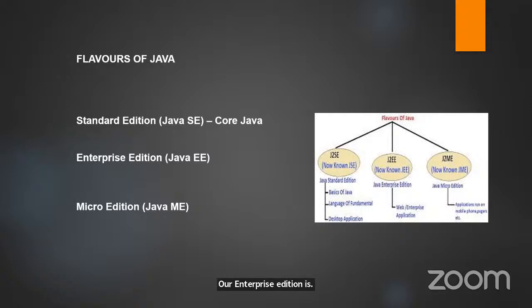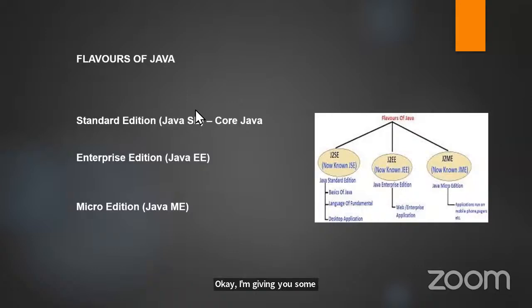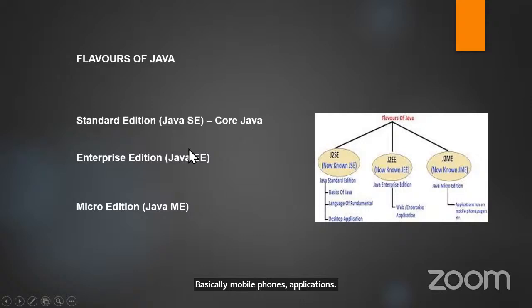And on top of this, if you want a pastry, then Java full stack is the one which will be like a pastry. I'm giving you some examples so that you can relate. Now coming to the last flavor of Java, which is Micro Edition, it is used basically for mobile phone applications. So these are the three flavors of Java: core Java, Java Enterprise Edition, and Micro Edition.